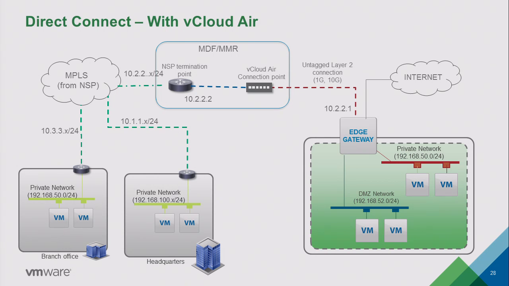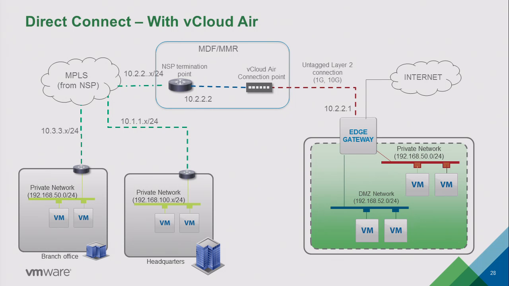Now, from a connectivity perspective, the first thing which we would like to do is make sure that the edge gateway can actually communicate to the NSP termination point. So we give customers the capability to configure their choice of IP address or IP address pool on that second external interface. So the 10.2.2.1 which you see over there, that's something which you can choose based on your network configuration, right? This is just an example. But you can choose that network pool.